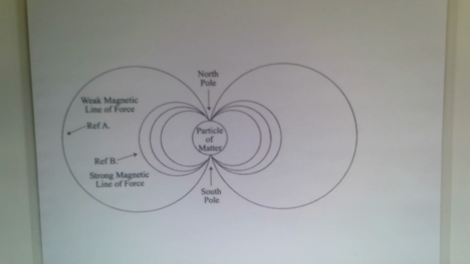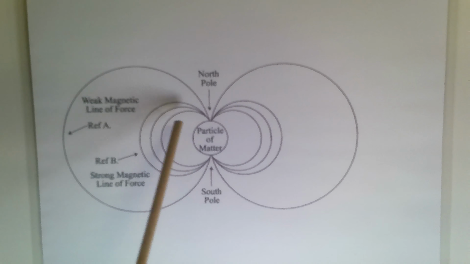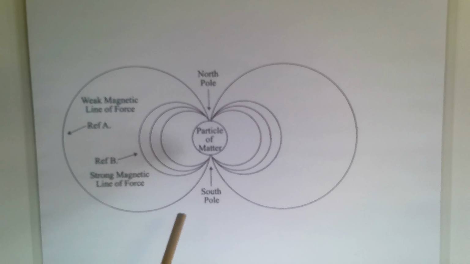In this new theory, I also created a new model of the atom, and this is what that model would look like. Here in the center of the atom we have a particle of matter. It's one single particle, and it determines the atom's DNA, how many lines of force the atom would have.